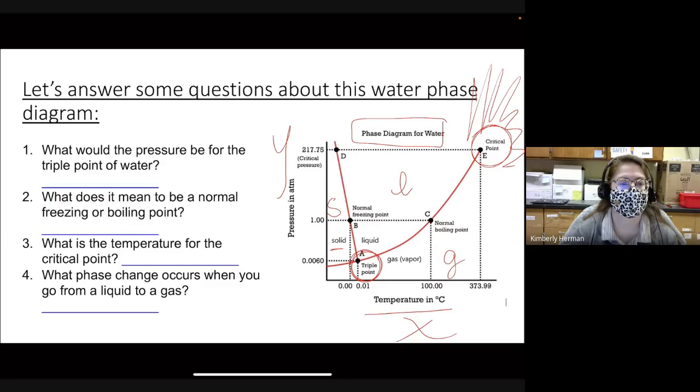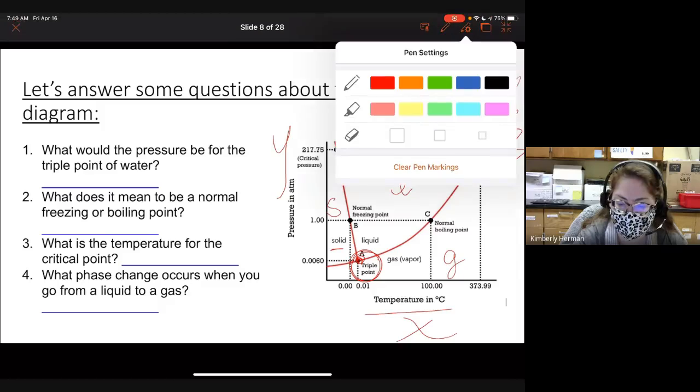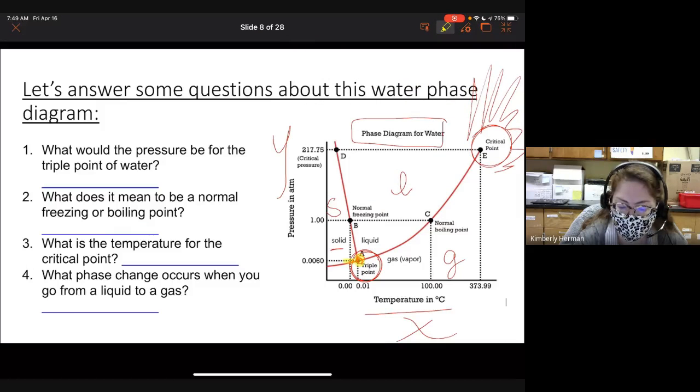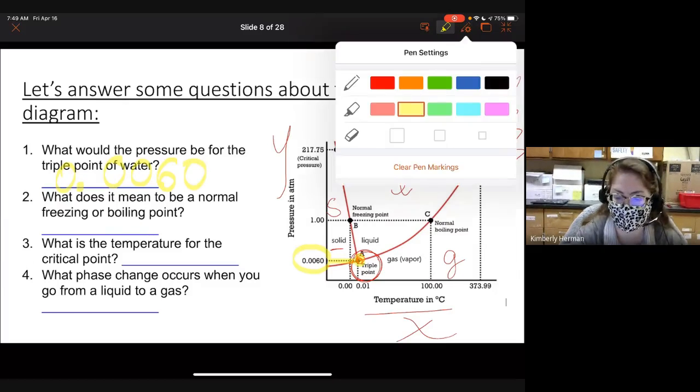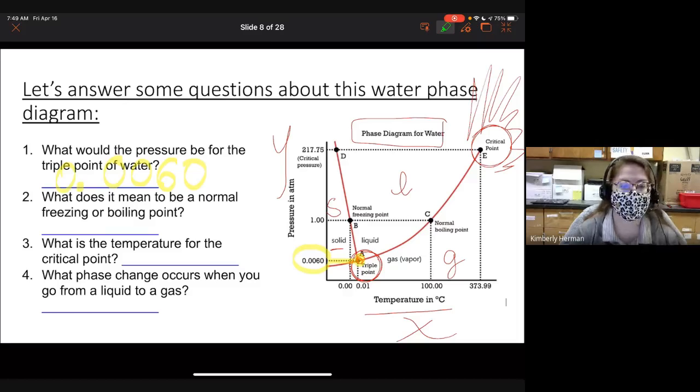So what would the pressure be for the triple point of water? So we found our triple point right here, and I'm going to change to a highlighter. We're going to see that the pressure for the triple point would be 0.00604. Okay, we could also find the temperature, which says that the triple point would be 0.01. It didn't ask for it, it only asked for pressure.